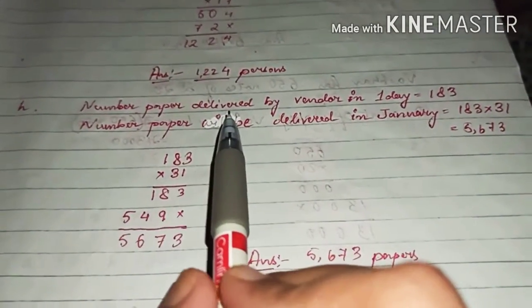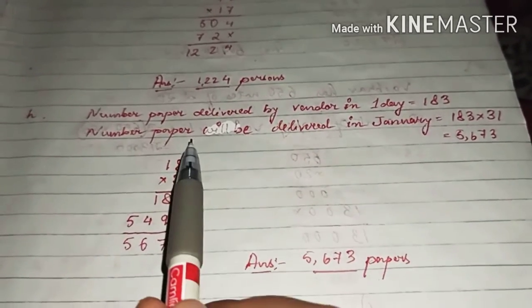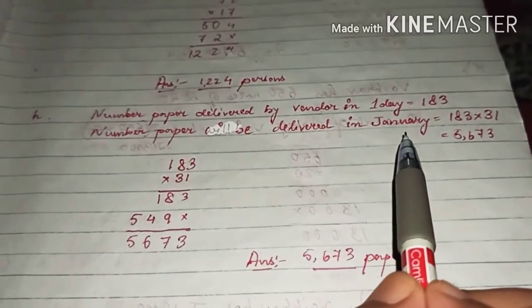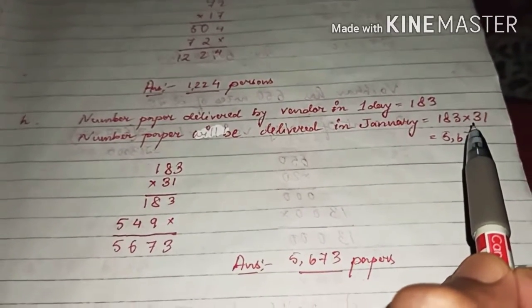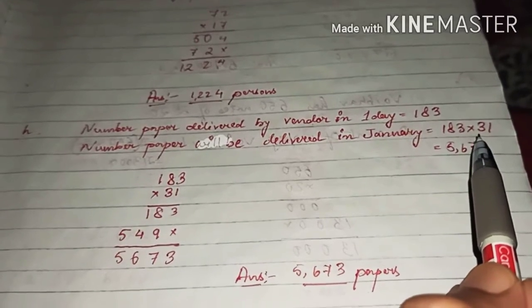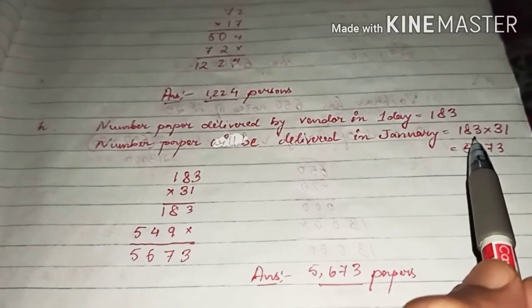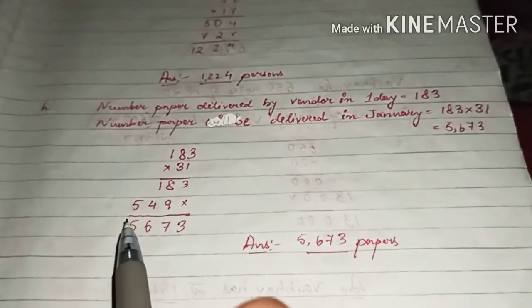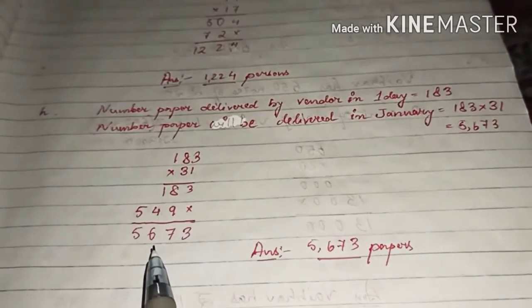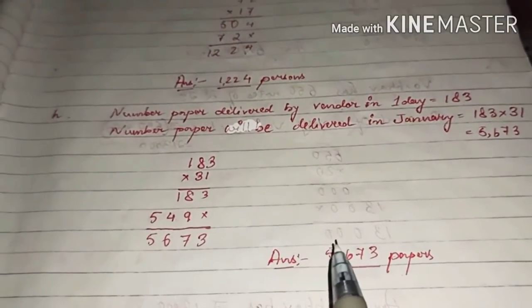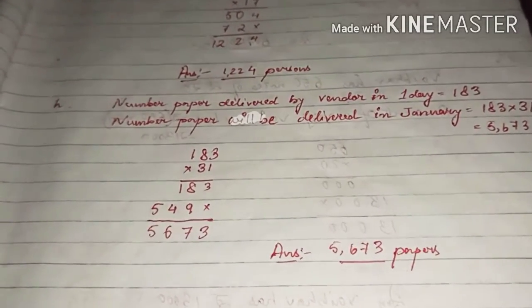Now see here, the number of papers delivered by the vendor in one day is 183. So for the newspapers delivered in the month of January, we will multiply 183 with 31. Why have we multiplied 183 with 31? Because in the month of January there are 31 days. After multiplying 183 with 31, we got 5673. So the newspaper vendor delivers 5673 papers in the month of January.